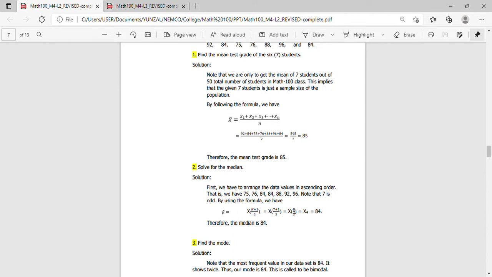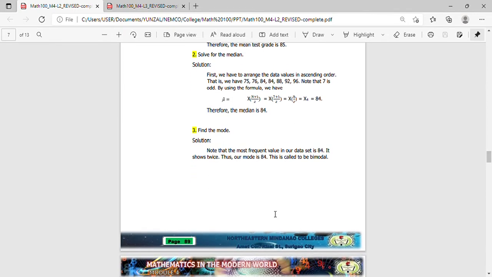So, 7 plus 1 over 2. 7 plus 1 is 8, and 8 over 2 is 4. So, x sub 4. Here, x sub 1 is 75, x sub 2 is 76, x sub 3 is 84, and x sub 4 is 84. So your answer is equal to 84. Therefore, the median is 84. Did you get it? Yes, ma'am. Okay.